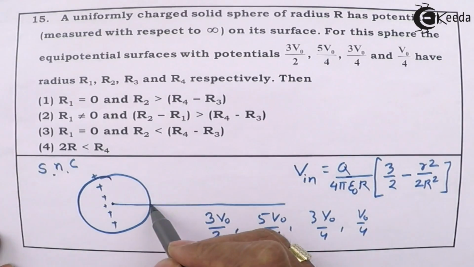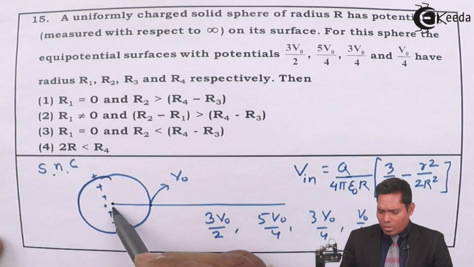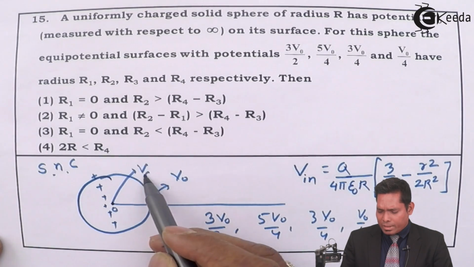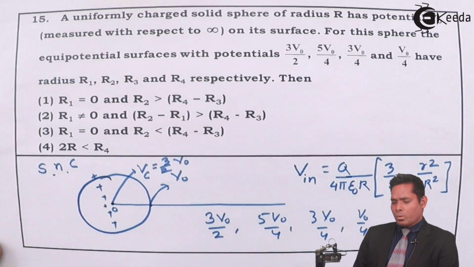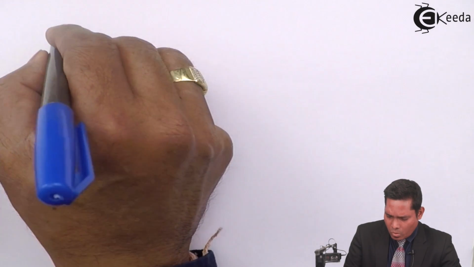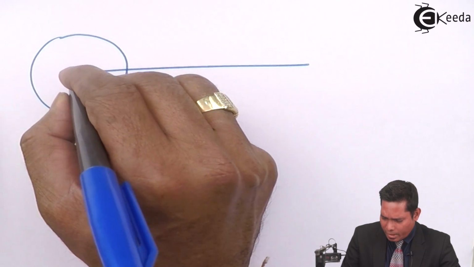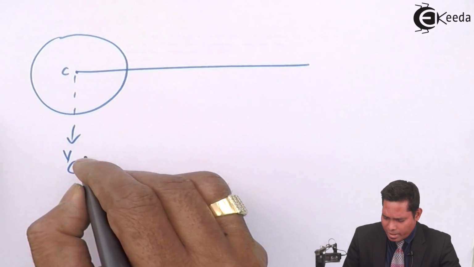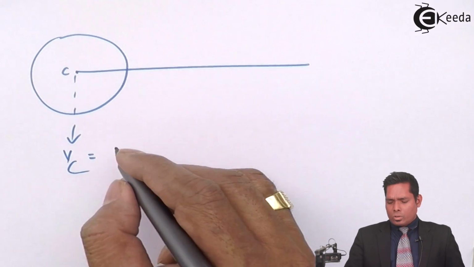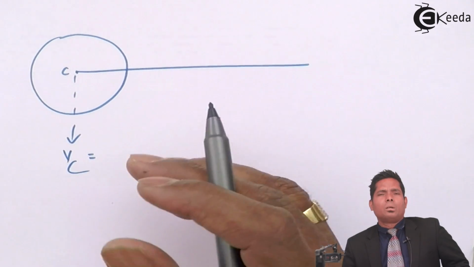On the surface, the potential is V naught. Inside the surface at the center, the potential is obviously 3 by 2 V naught, that we have known. Let us see the other case. For any point at the center, the potential at the center is 3 by 2 V naught, that is 1.5 times the potential on the surface.